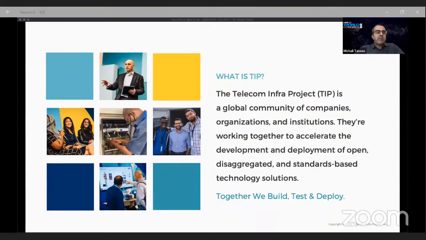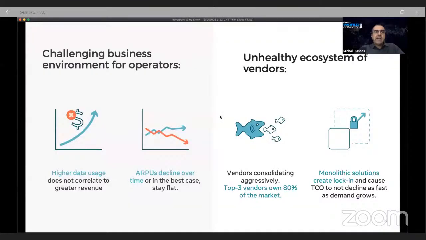If we actually skip to the next slide, I'd like to spend maybe 30 seconds explaining why TIP was formed and what the challenges are. I guess most of you are familiar with the challenges in the industry. It's a challenging environment for operators. One of the challenges is that there's continuously higher data usage, but the revenues remain flat or decline.